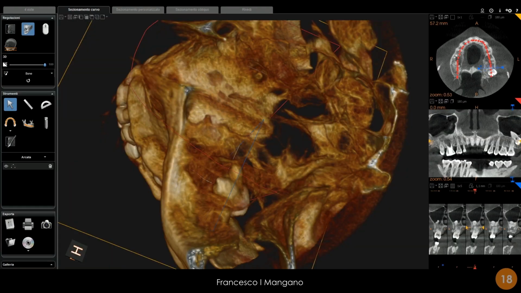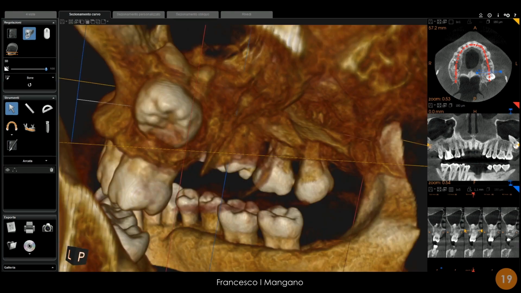We can see how the roots are positioned also inside the maxillary sinus, for example, so we can navigate inside our patient, and it's a big advantage that we don't have, of course, with conventional limited 2D bidimensional radiographs.